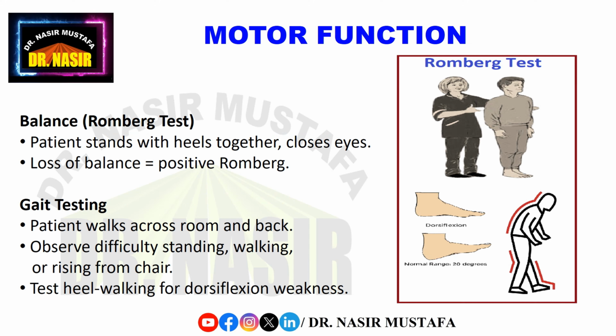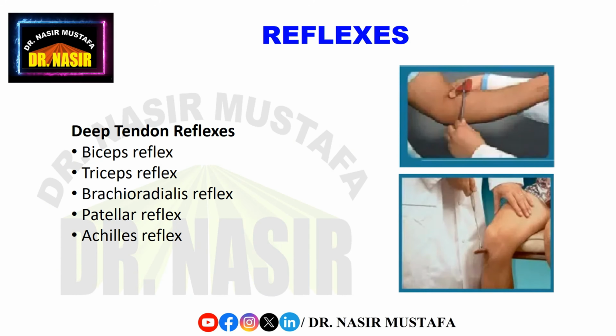Next, assess balance with the Romberg test. Have the patient stand with heels together and eyes closed. Loss of balance indicates a positive Romberg. For gait, observe the patient walking across the room and back, noting difficulty standing, walking, or rising from a chair. Test heel walking to check for dorsiflexion weakness.